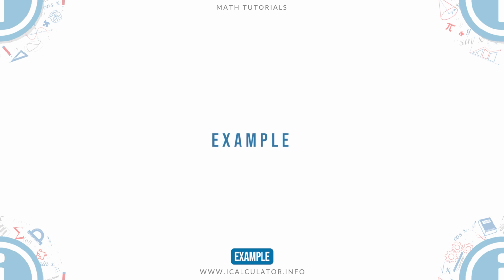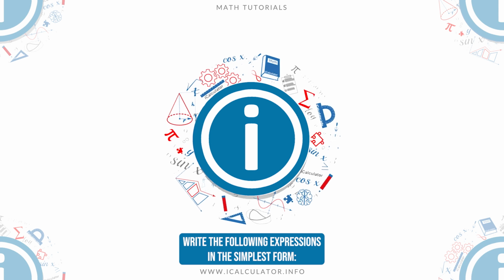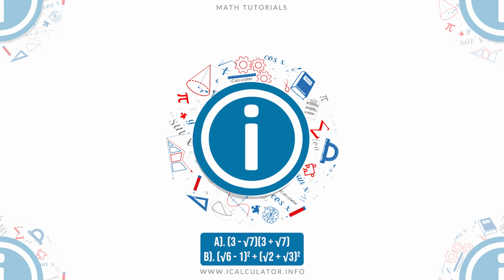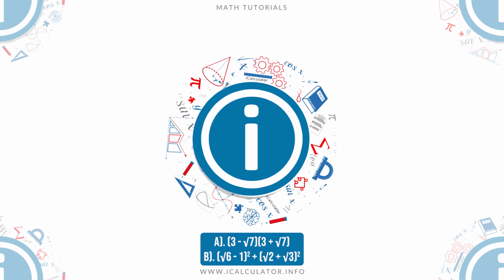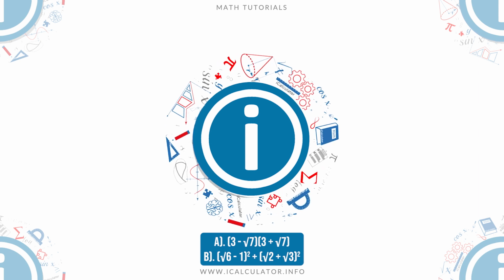Example. Write the following expressions in the simplest form. A. 3 minus square root of 7, 3 plus square root of 7. B. Square root of 6 minus 1, squared plus, square root of 2 plus square root of 3, squared.